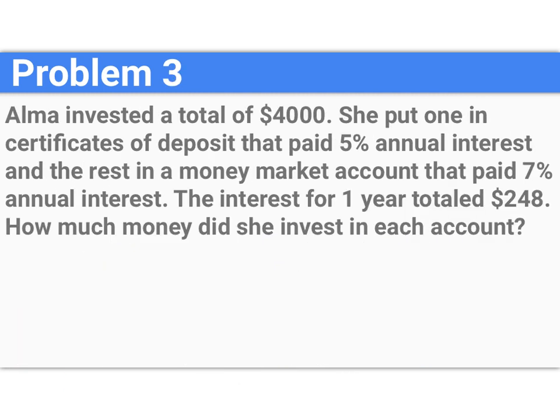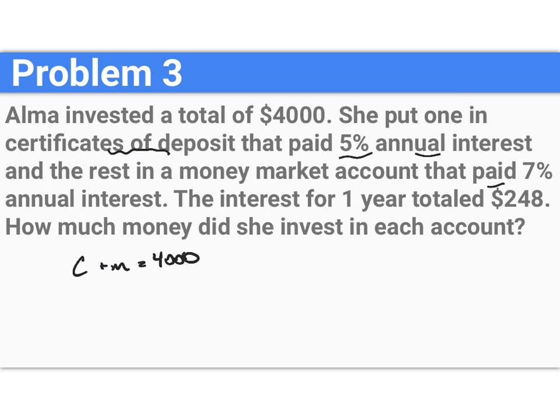Okay, so let's look at our last example. Alma invested $4,000. She put some in the certificate of deposit, so let's call that C, and it paid 5% annual interest. And the rest in the money market that paid 7% annual interest. Interest for 1 year is $248. So annual means 1 year. Okay, so certificate plus money market equals $4,000.